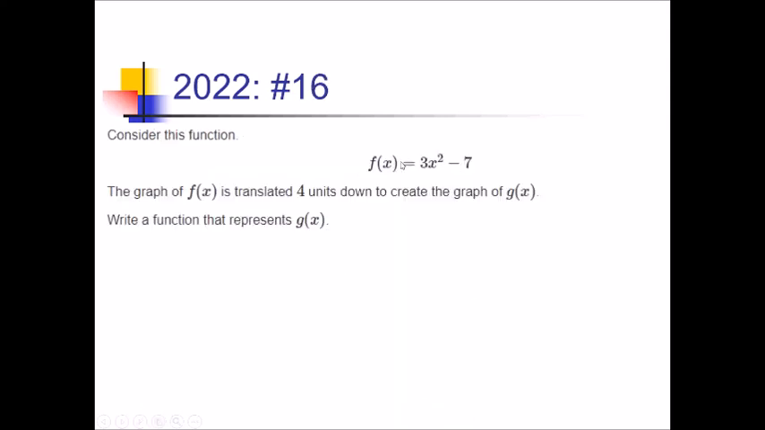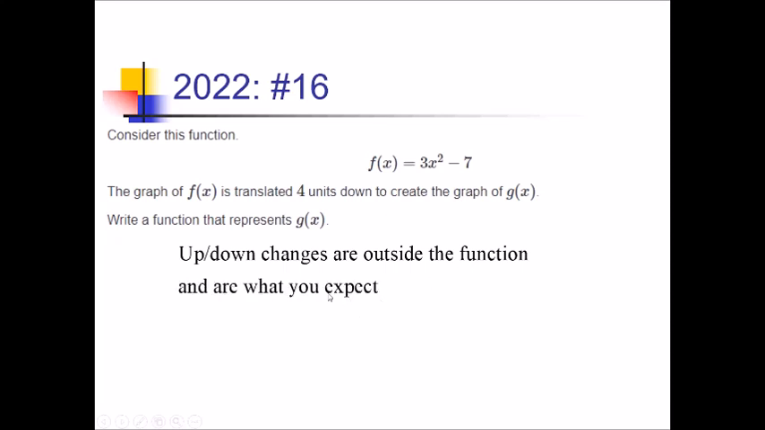For this one, we're given the function f of x, 3x squared minus 7. We're translating this 4 units down to get g, and we just want you to write g. Okay, so the key on this one is realizing that up-down changes like this one happen outside the function, and they are exactly what you would expect. So down, we're going to do something that makes things smaller. Up, we would make things bigger. So if I'm going 4 units down, that means I'm going to be subtracting 4 from f of x. I have to do f of x minus 4.